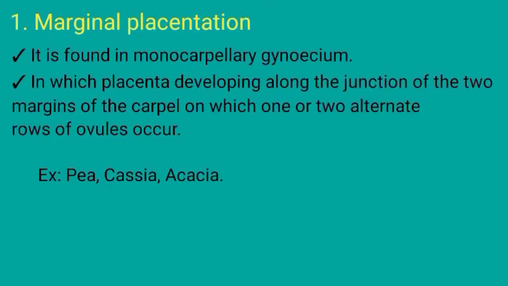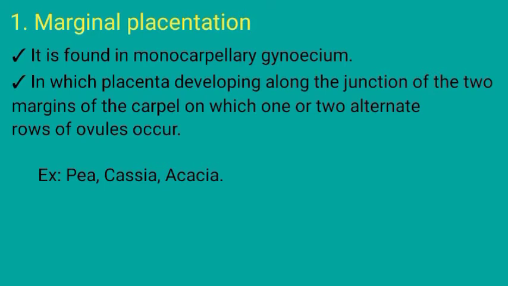Number 1, marginal placentation. It is found in monocarpellary gynoecium, in which placenta develops along the junction of the two margins of the carpel on which one or two alternate rows of ovules occur.